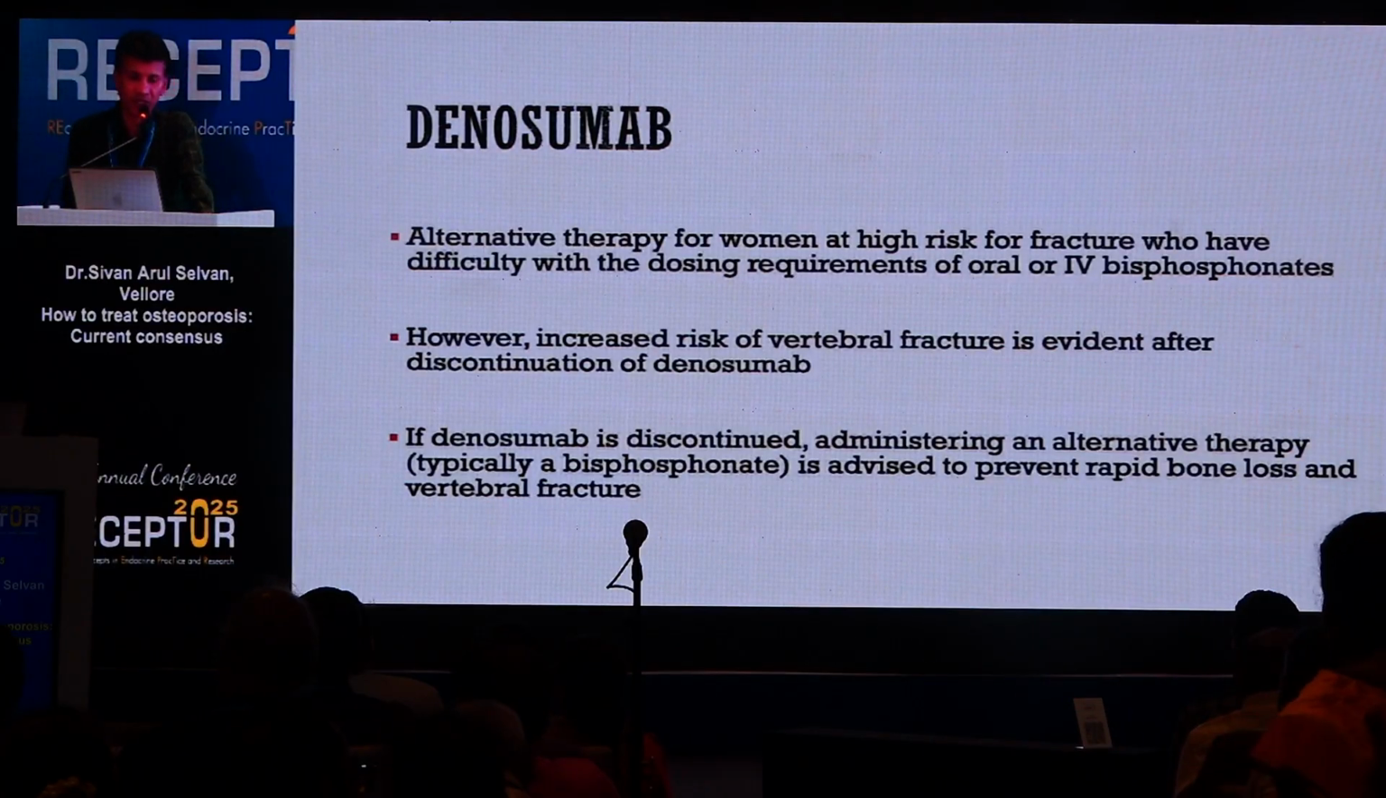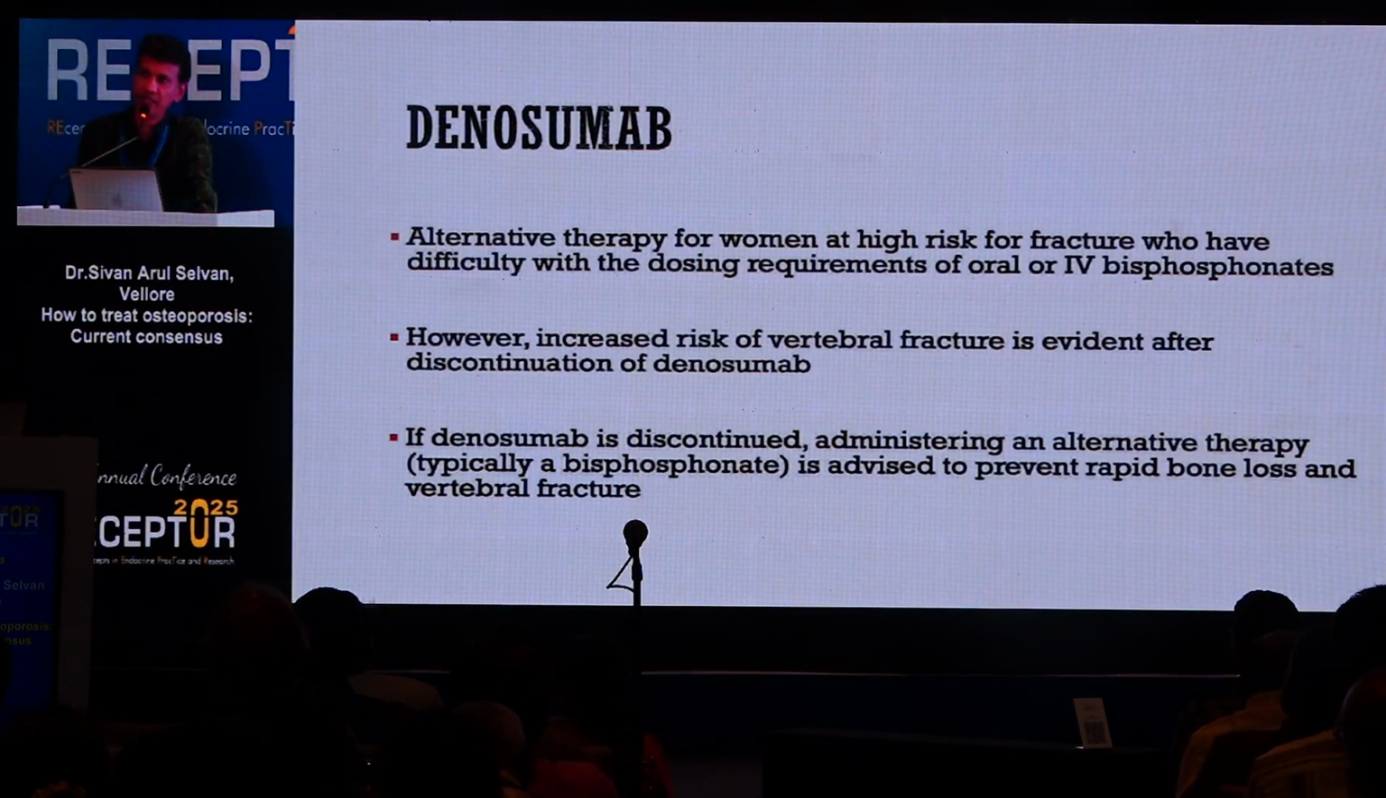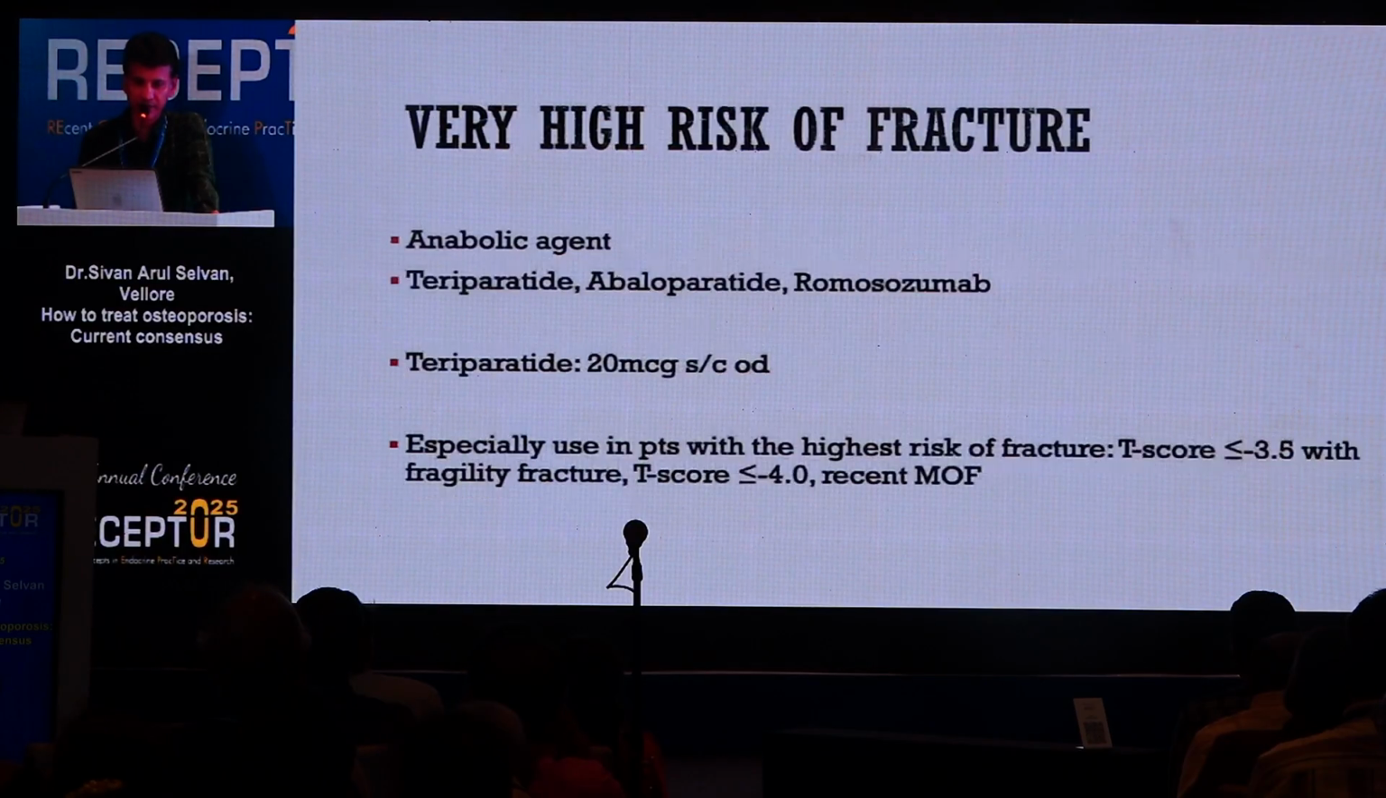But the main problem with this drug is that when you stop this medicine, the patient will have rapid bone loss. So there will be a rebound increased risk of fracture, which is not the case with alendronate or zoledronic acid. So when you stop this drug, there should be an alternative medicine. Otherwise, the patient will have a rebound risk of fracture.